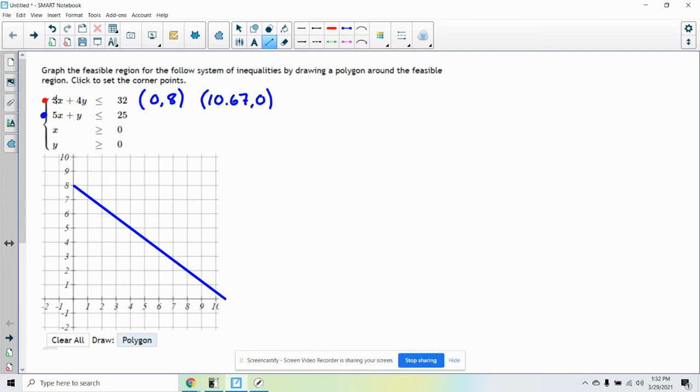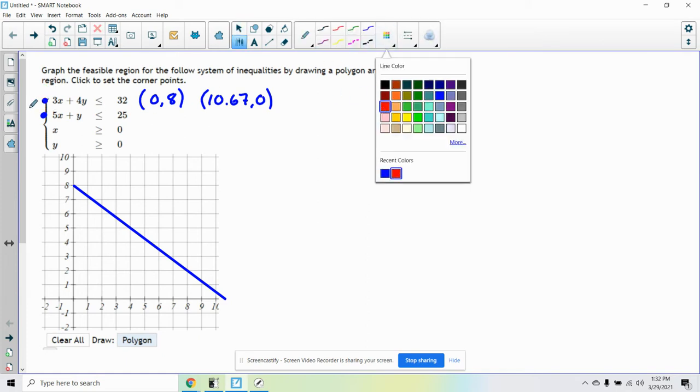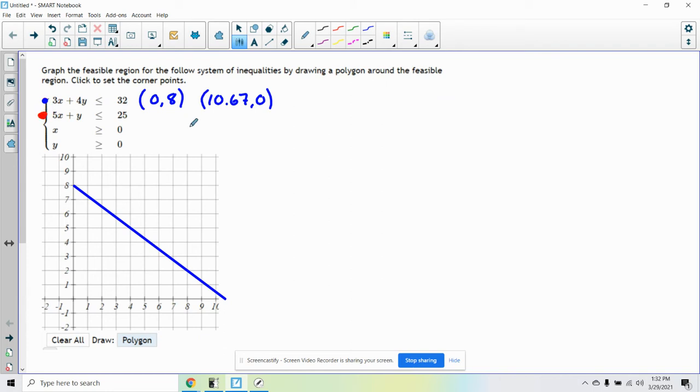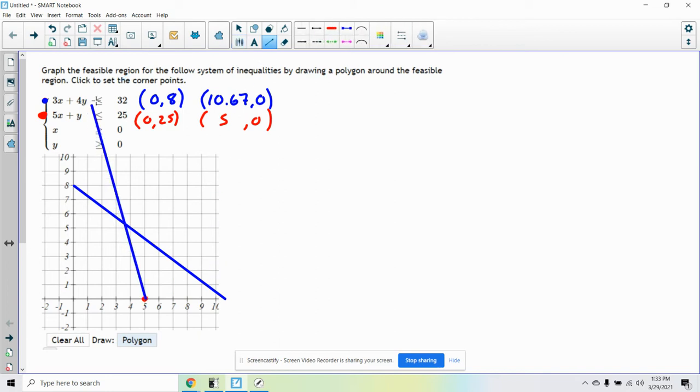Now I'll graph. Oh, let me flip these. I'll make this one blue. My mistake. And this will be blue, and then the other won't be red. That makes more sense. So this one's going to cross at 0, 25 and 5, 0. So from 5, 0 up to 0, 25, somewhere way up here. It doesn't really matter what it looks like, something like that.